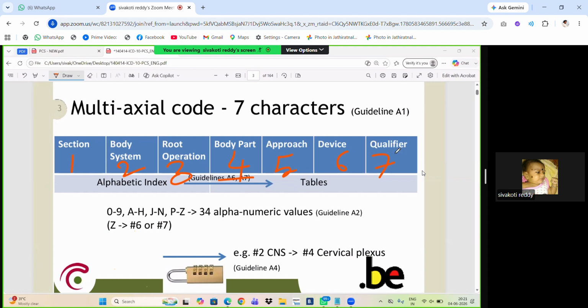Suppose in the respiratory system, what are the parts we have? Lungs, bronchus, bronchioles, alveoli, trachea, correct? These all are body parts, right? In the lung, upper lobe, lower lobe, middle lobe, right lung, left lung. These all are body parts, right? These body parts come under which system? Respiratory system. So here, first note down the fourth character, body part.